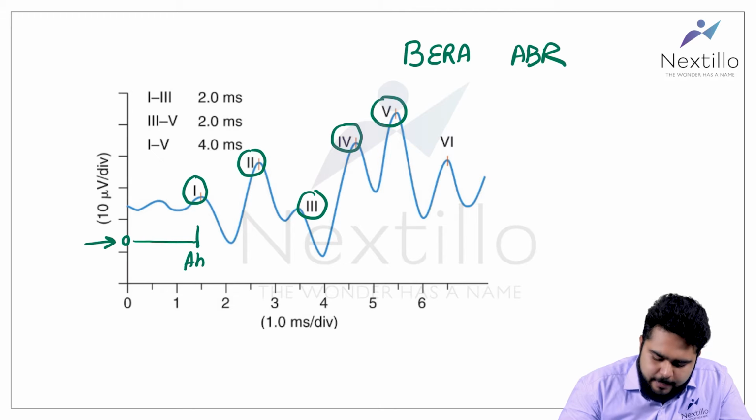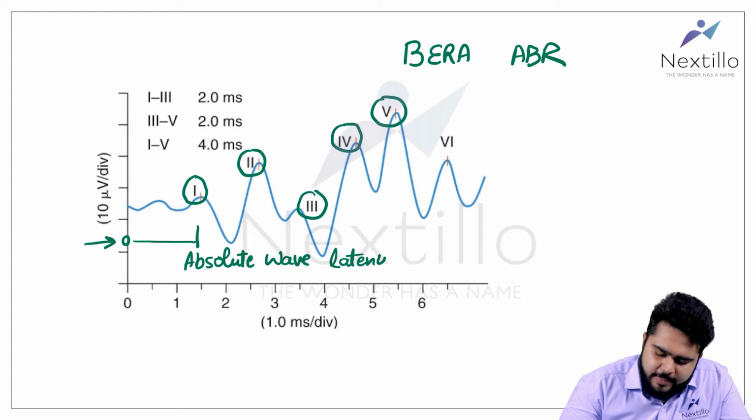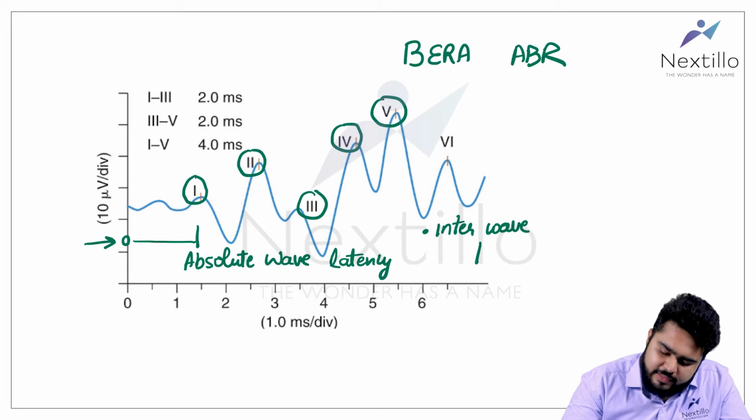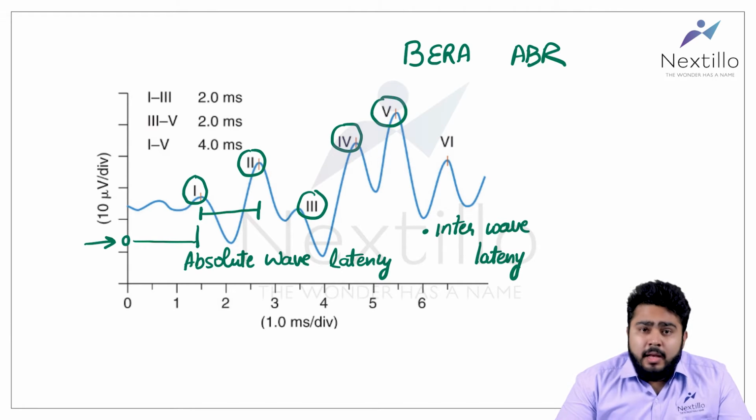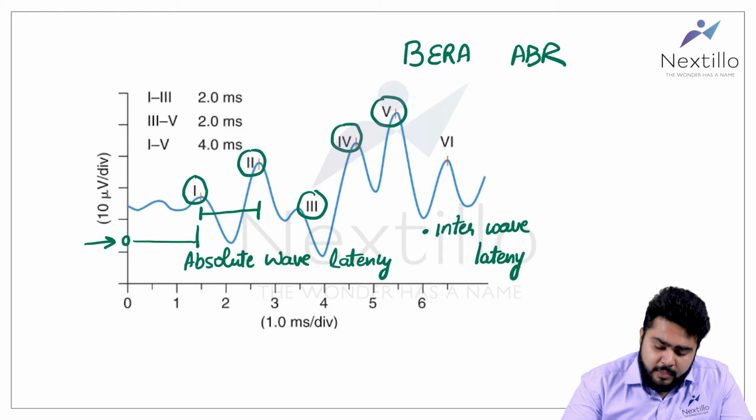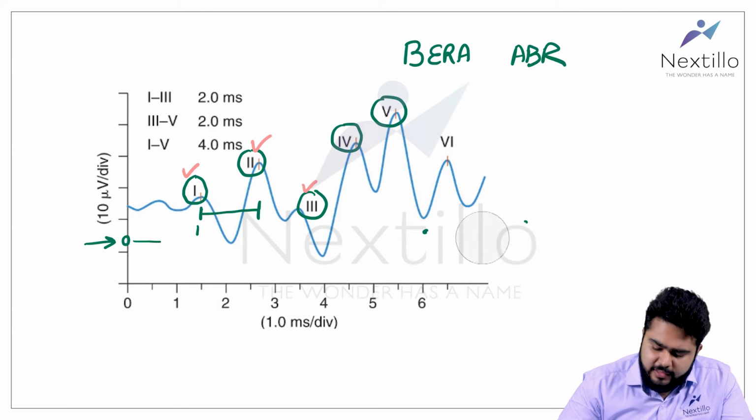This is called absolute wave latency. They might also ask, what is interwave latency? Interwave latency is nothing but the time difference between two waves. Now, a very important thing over here is, sometimes they may ask what wave number 1 represents, what wave number 2 represents, or 3, and so on. So I write it here only for you.